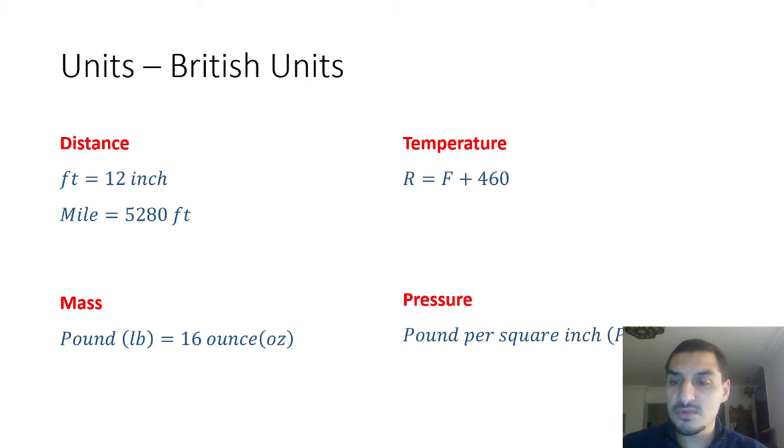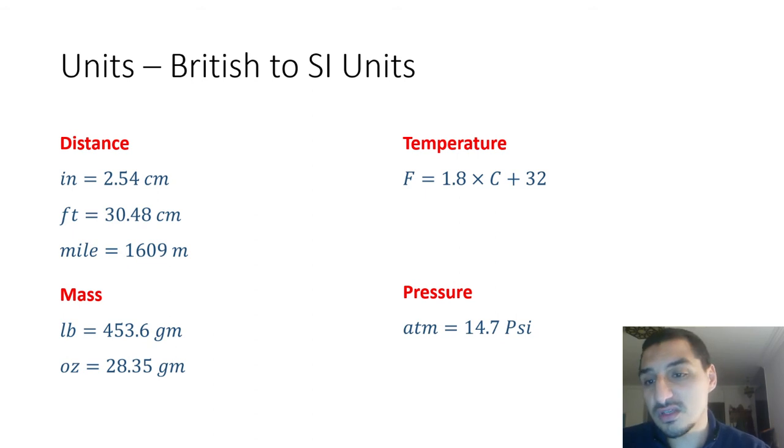The first impression that you take about the British units is that the conversions are not as simple as in the SI units. The conversion factor is 12 here, and it's 16 here, and it's 5,280. It's not 5,000, not 500, anything. It's not a simple number to memorize and to know. Then the worst part is the conversion from British to SI units. All the conversions here contain decimals or numbers that are not simple. They're not easy to memorize or remember.